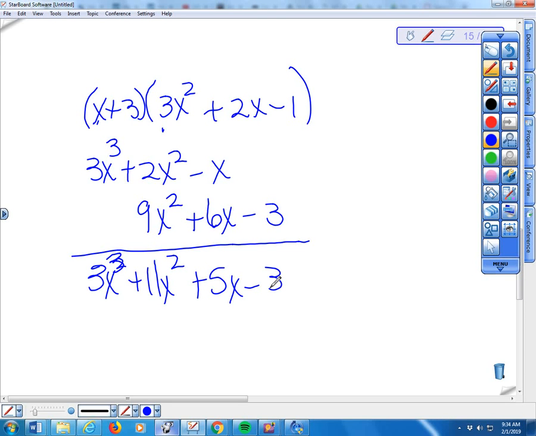Kind of. I'm still trying to figure out where you got 3x. X times 3x squared is 3x cubed. Because this is x to the 1 power, and you add exponents, so it's 3. That's what I asked myself. X times 2x is 2x squared. X times negative 1 is negative 1x. 3 times 3x squared is 9x squared. 3 times 2x is 6x. 3 times negative 1 is negative 3. Then you just combine your like terms. Okay. I somewhat got it. I know what I did wrong.